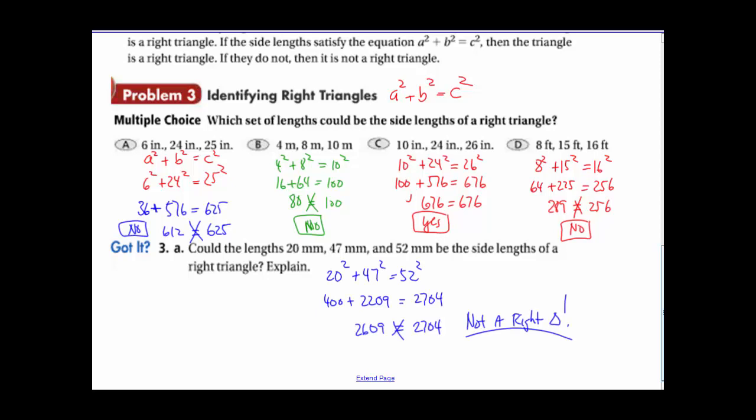Alright, welcome back. By plugging in, we got 20 squared is 400, 47 squared is 2209, and 52 squared was 2704. Put those together, and we do not get 2609 equal to 2704. So it is not a right triangle.